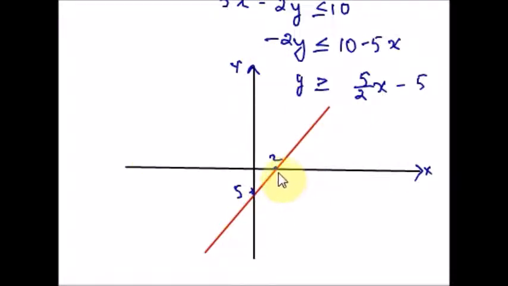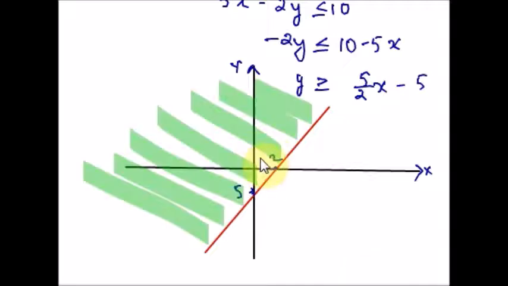It will touch the x-axis at 2 and y-axis at 5. Since the inequality contains an equal sign, the boundary line will be a solid line. Please remember this. Now third step, you have to shade the region that satisfies the inequality. This inequality states that y must be greater than or equal to 5 over 2x minus 5. So the region to be shaded will be that above the boundary line. Greater than or equal to means shade above the line.